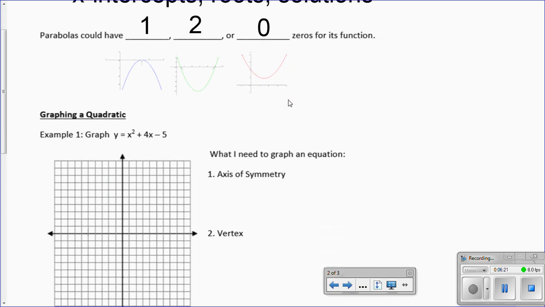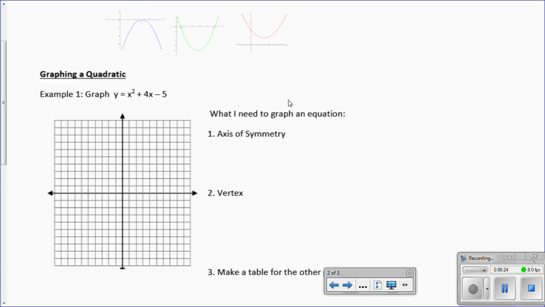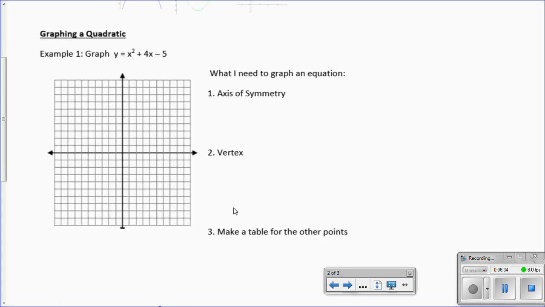Graphing a quadratic. There are a couple things you need when you are graphing a quadratic. One, you want to start with the axis of symmetry. Once you figure out what that is, you get a vertex. And once we have the vertex and the axis of symmetry, we can plug in x's to get the y's for the other points.